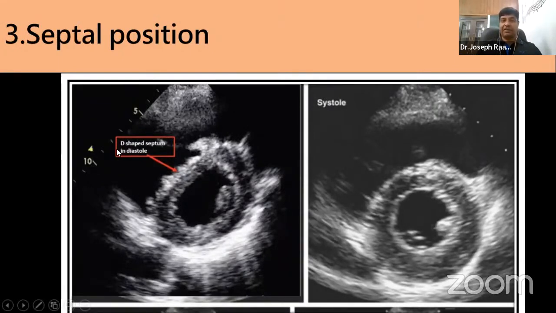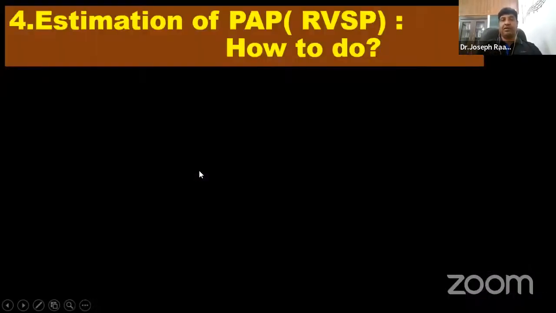In chronic cases, if the right ventricular wall is thickened more than 5 millimeters, then we know it's chronic, and we need not be worried about that. But if in the beginning you don't see a D-shaped septum, and suddenly in the middle of the surgery you start seeing a D-shaped septum, then you know that you are in trouble.